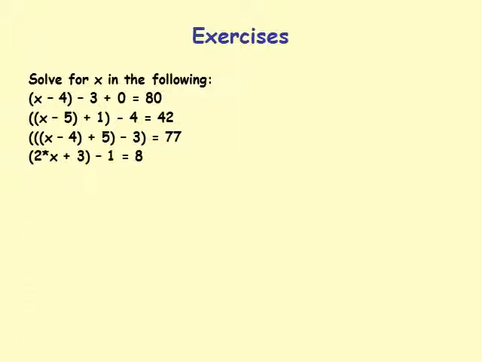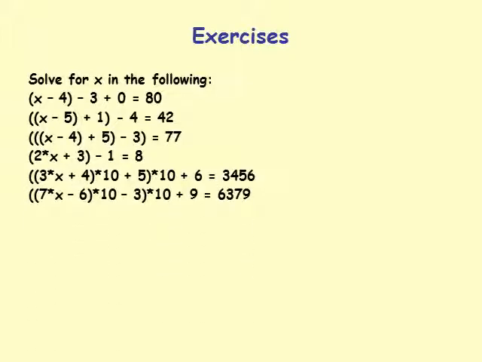So here is 2x plus 3 minus 1 is 8. And 3x plus 4, we multiply that by 10, plus 5, and to that we add 6, and the result is 3456. Next, it's 7x minus 6, multiply that by 10, minus 3. The result of that we multiply by 10, plus 9, and that equals 6379.